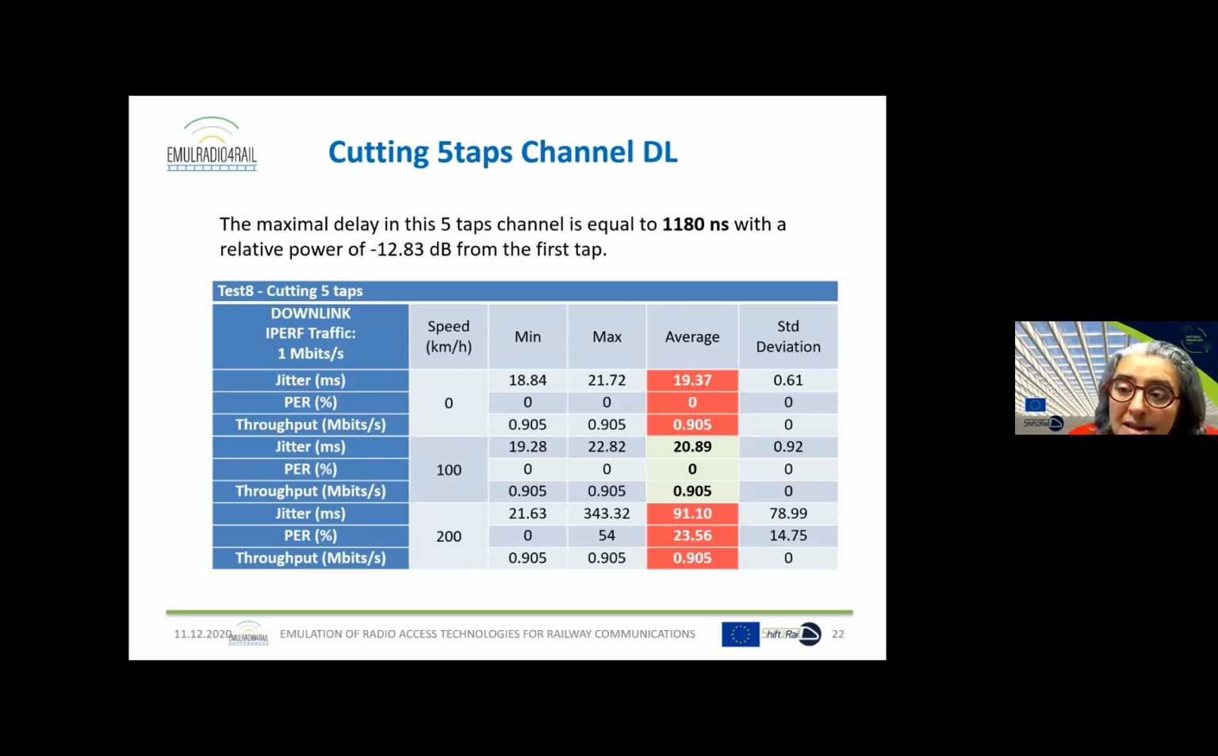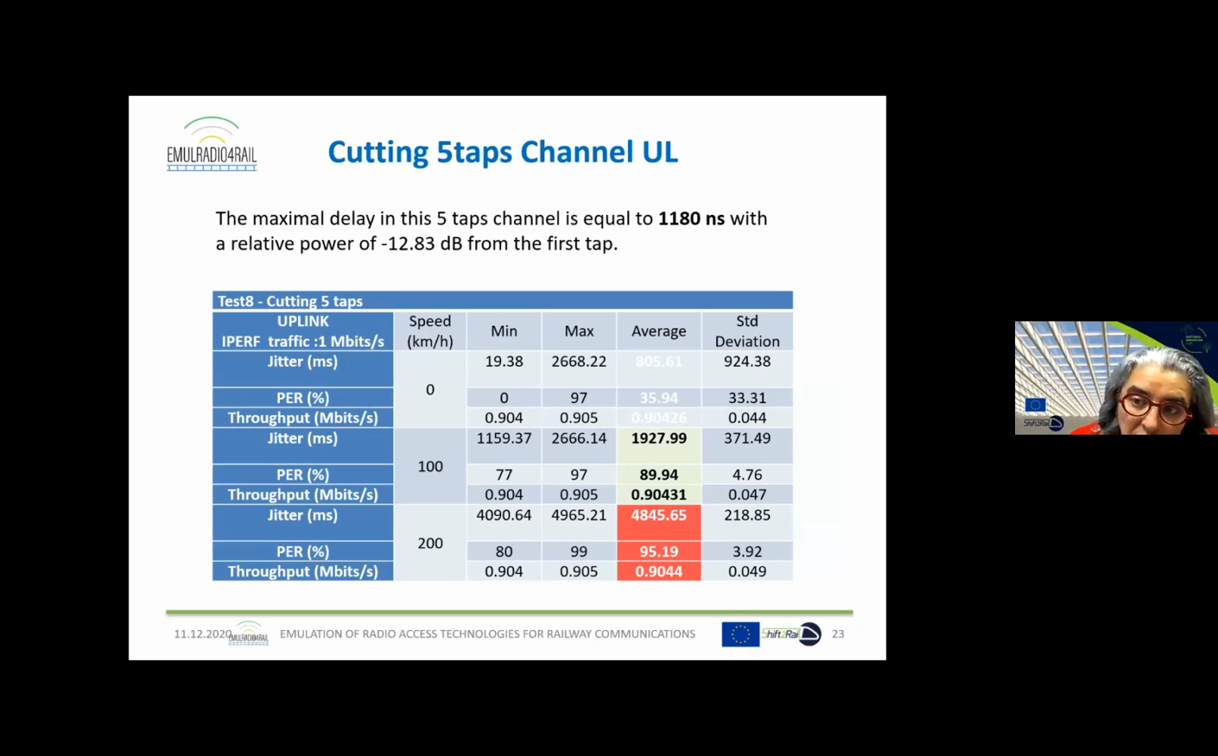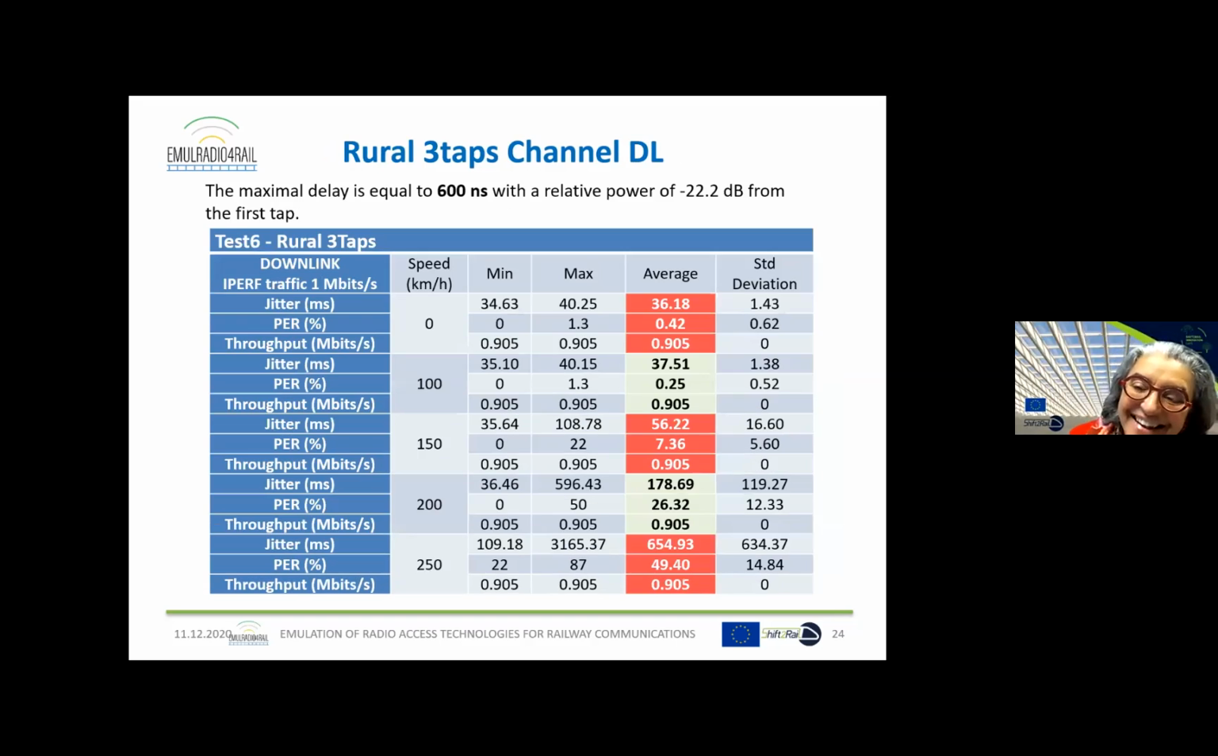So next one. You have here the figure for uplink, so always worse. Next one. And here we come back to an easier channel. The maximum delay is higher than for the first one, and we have coherent results in uplink and downlink.